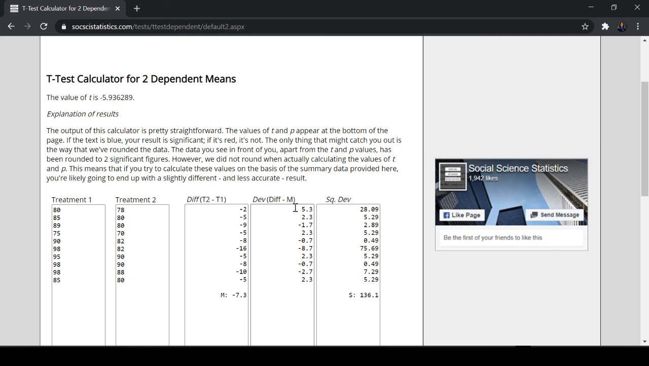You can report it. Okay, so I think that's it for the test of dependent means, and I hope that you learned something from me.